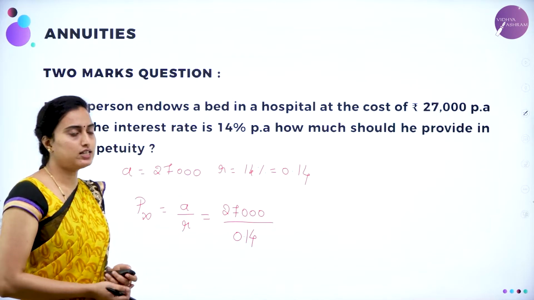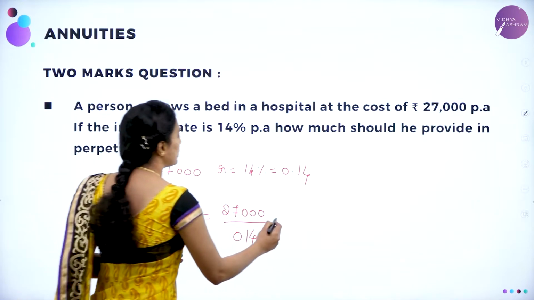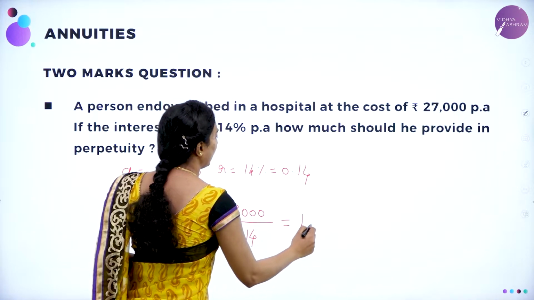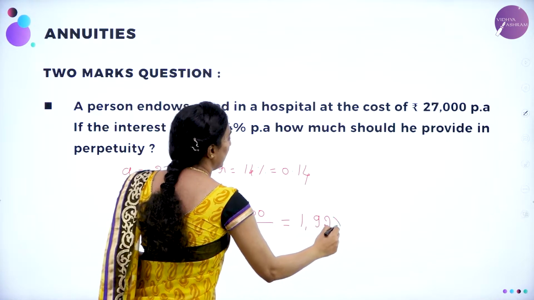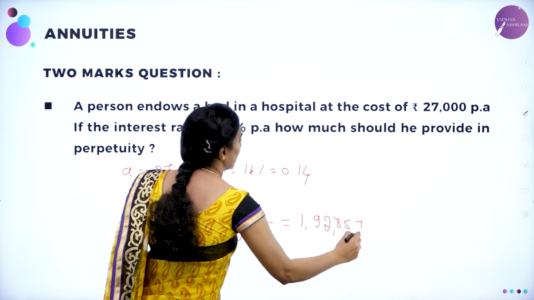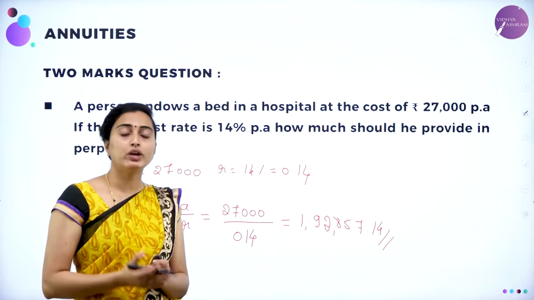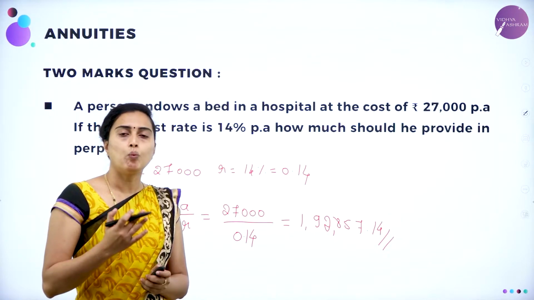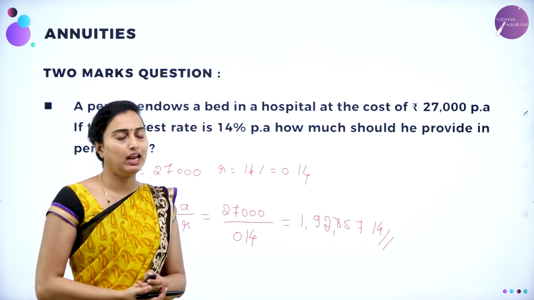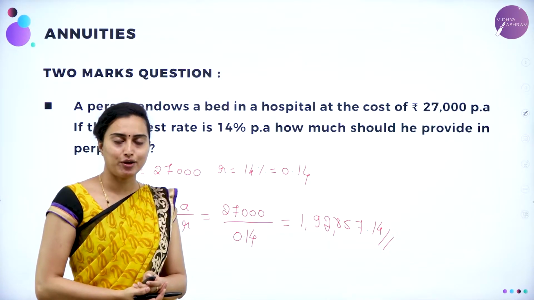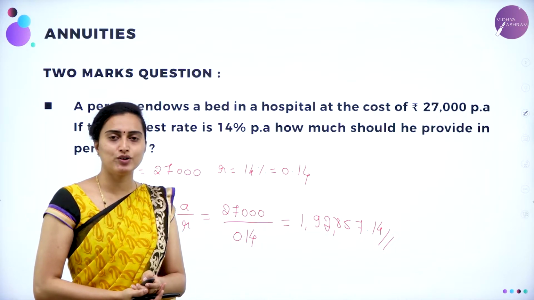You're going to get the answer after this calculation, which is 1,92,857.14. You can round off that amount to 1,92,857. I hope you understood this one. We'll move on to the next problem.